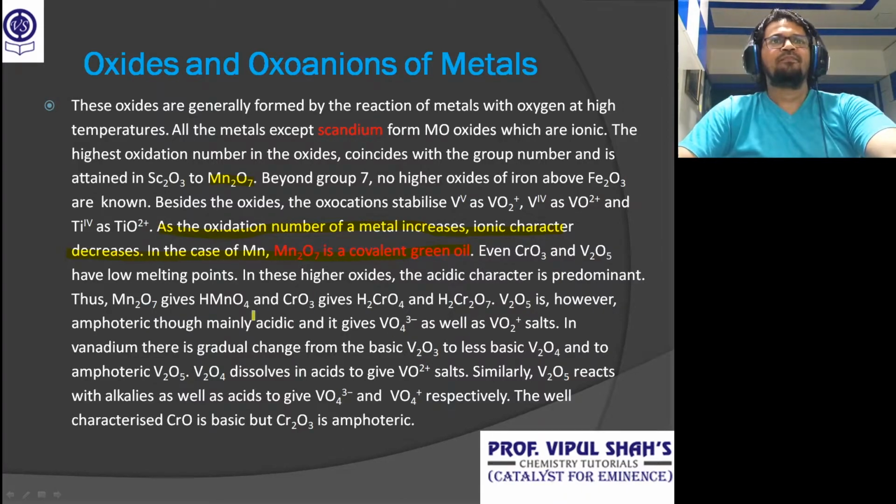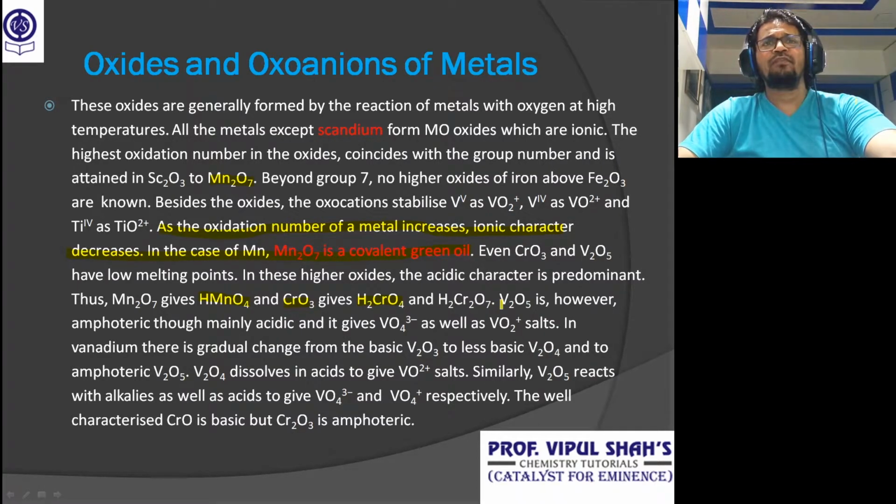Alright, that's one. Now Mn2O7, dimanganese heptoxide, with water gives HMnO4, that's called permanganic acid. And CrO3, chromium trioxide, gives H2CrO4, chromic acid, and it also gives H2Cr2O7, that's what we call dichromic acid.